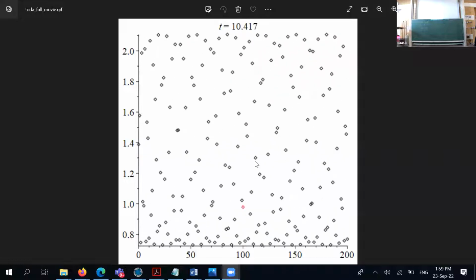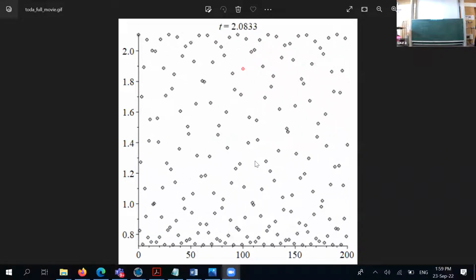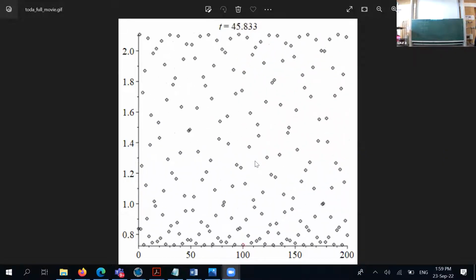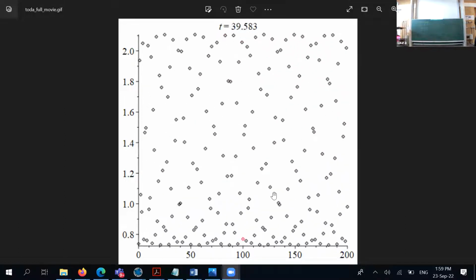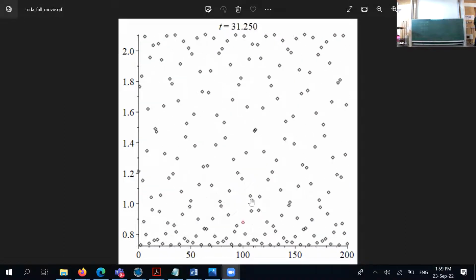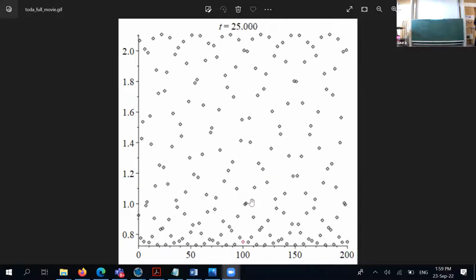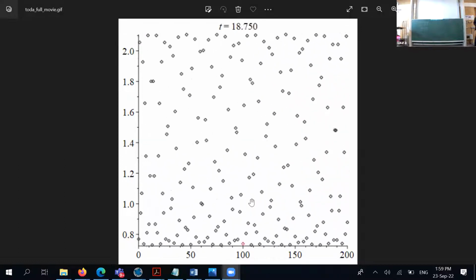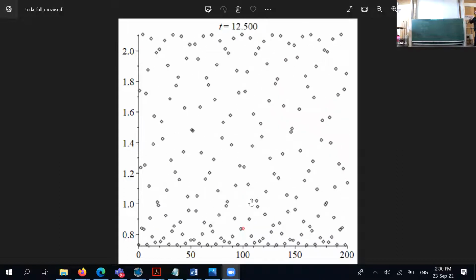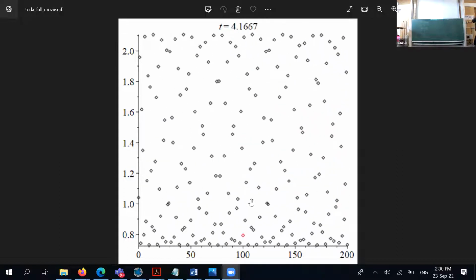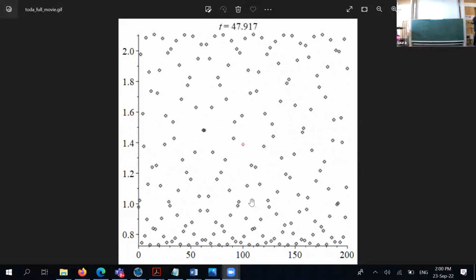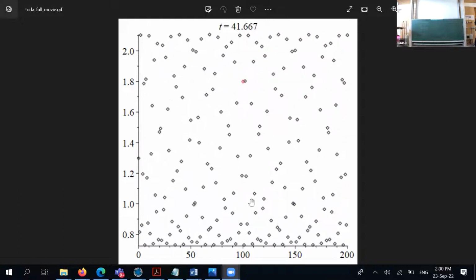Actually, I showed that to my 16-year-old daughter, just without the red dot, and she said, "Oh, why don't you color one of them red to make it clear that it's actually going up and down."